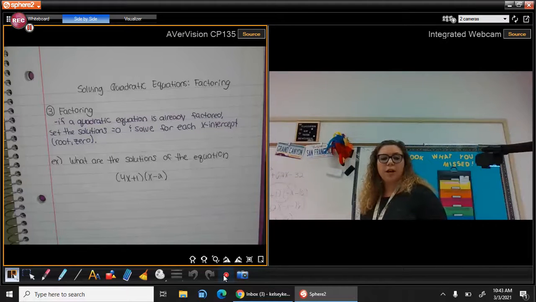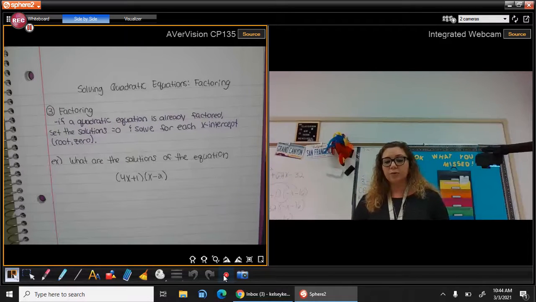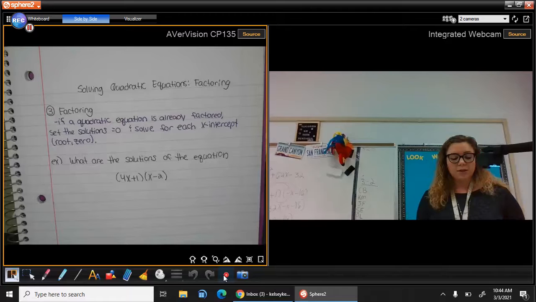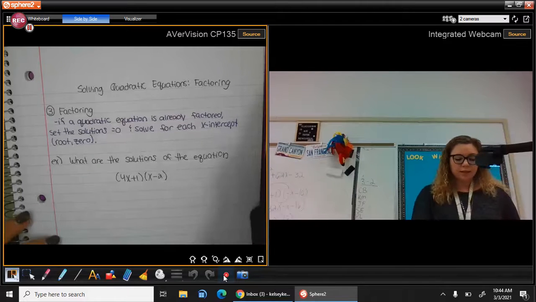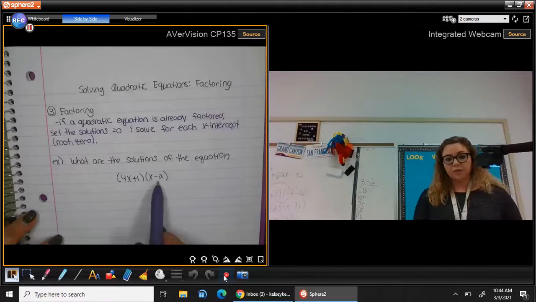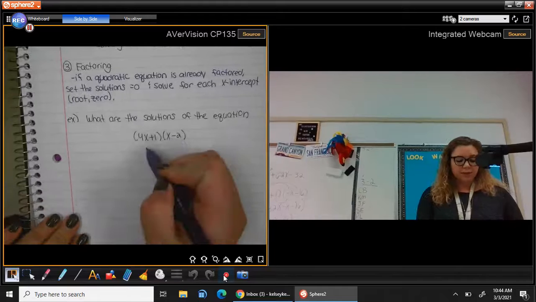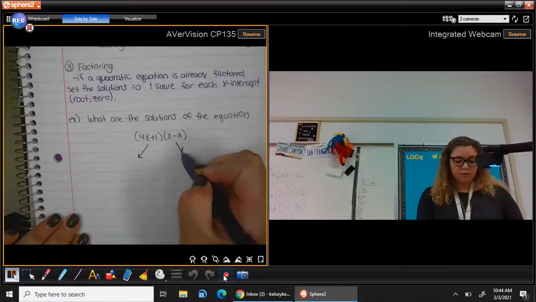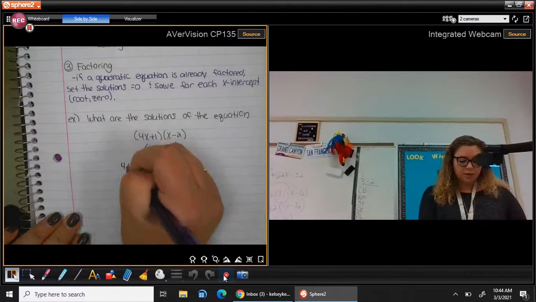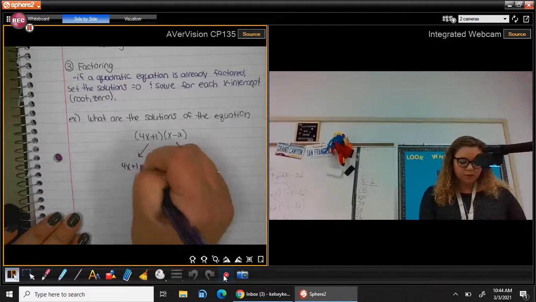So, if a quadratic equation is already factored, you're going to set each solution to equal 0. And then you're going to solve for each x-intercept, root, or 0. So what that means is this is already factored. So I can split this up, set each one equal to 0, and then solve for x.